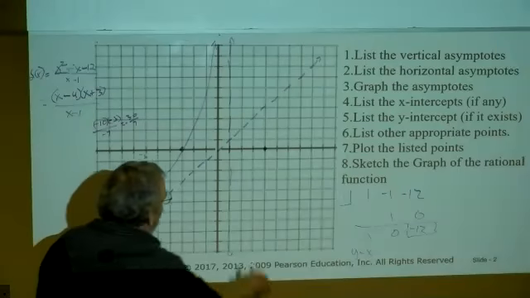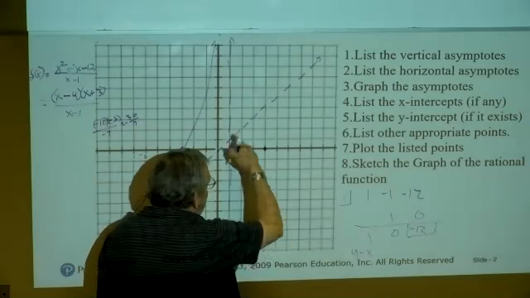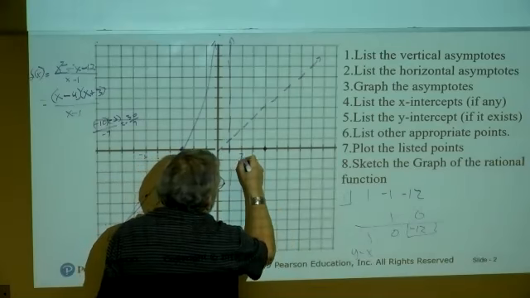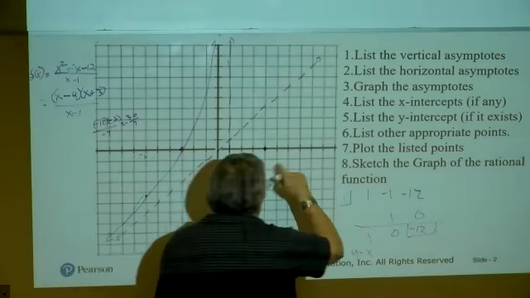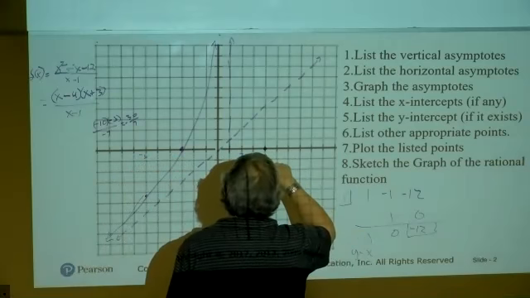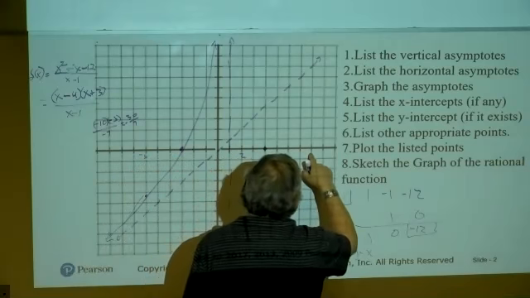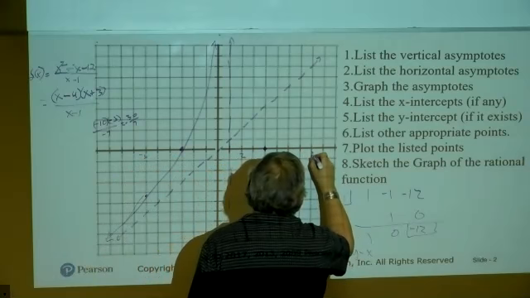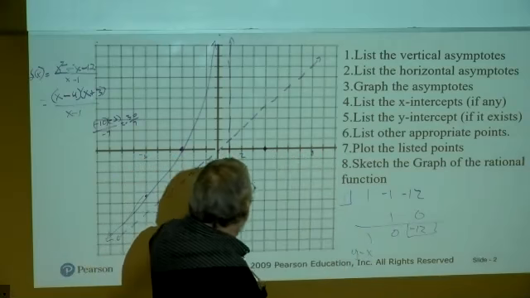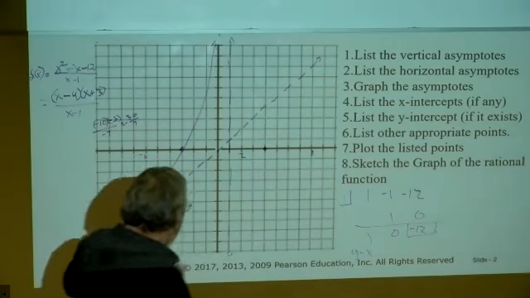So over here, I want to go on this side of this vertical asymptote, which is 2. And I want to go, this is 4, so I'm going to come down to 8 to see how quickly it's coming towards that way.